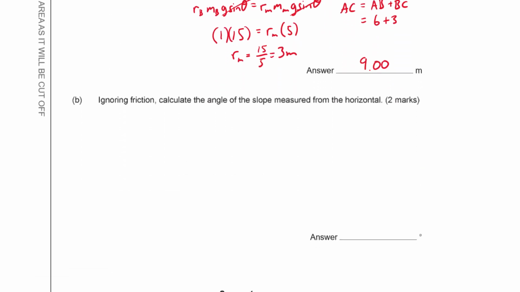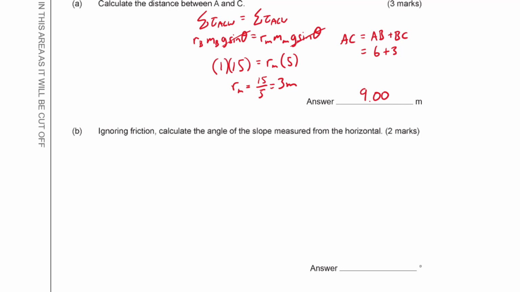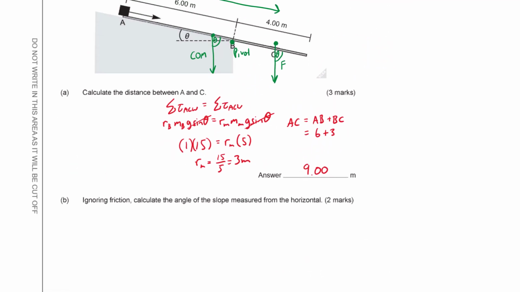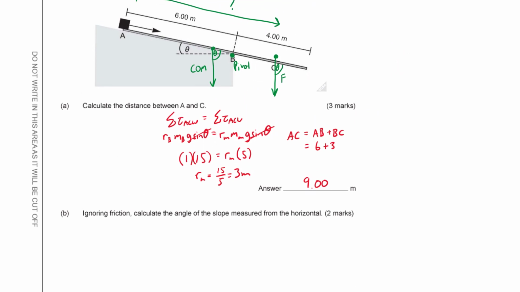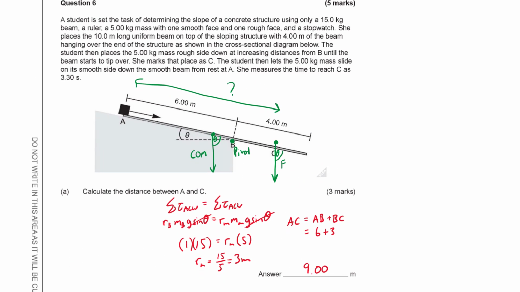The next part of the question, which I think probably should be worth a little bit more than 2 marks, is asking to calculate the angle of the slope as measured from the horizontal. So I'm going to zoom out a little bit here. What we're looking at is now an inclined plane problem. You've got an angle of slope. What it does give you at the start is 3.3 seconds. It tells you that while it's accelerating, it takes 3.3 seconds to travel that distance, so that 9 meters.